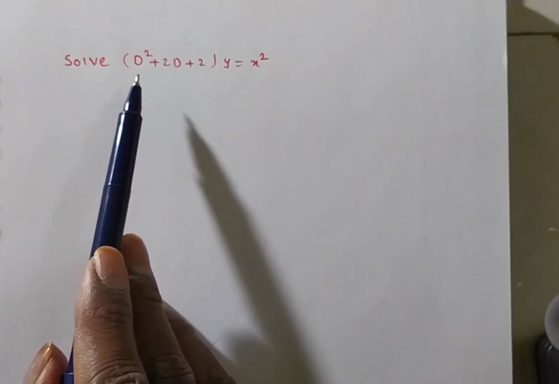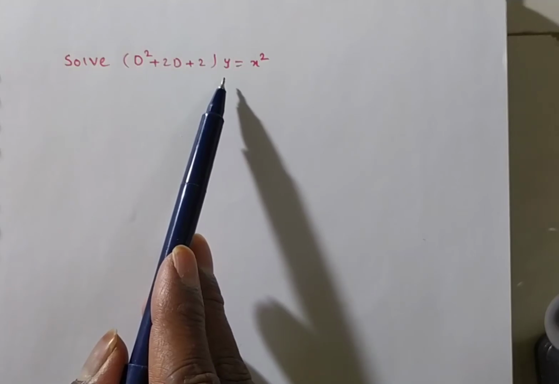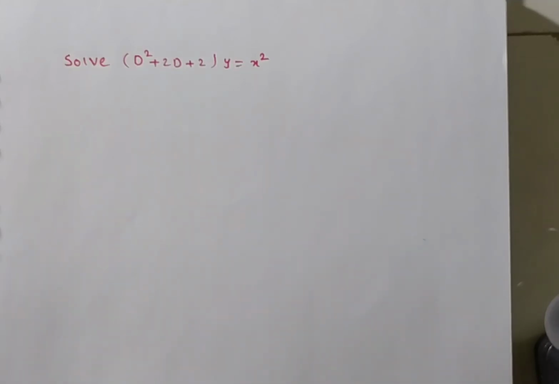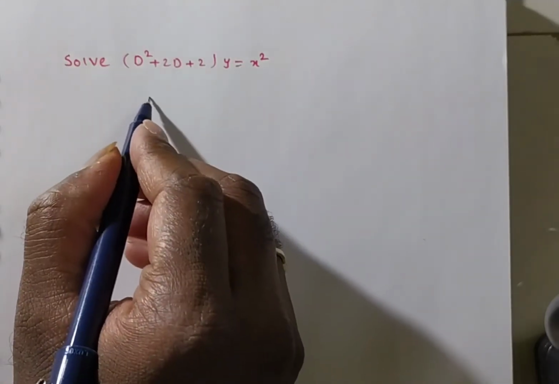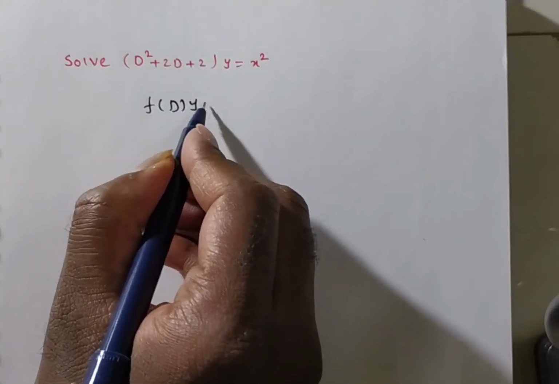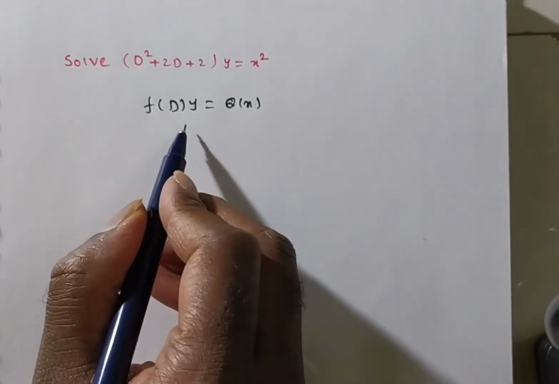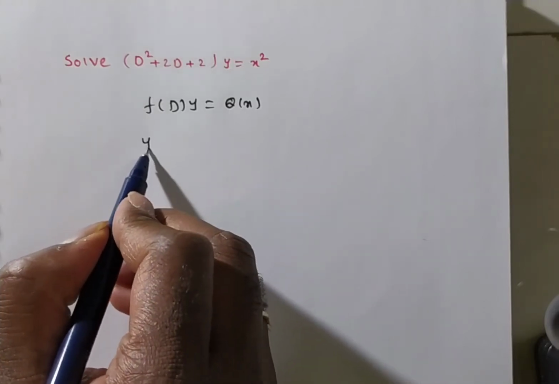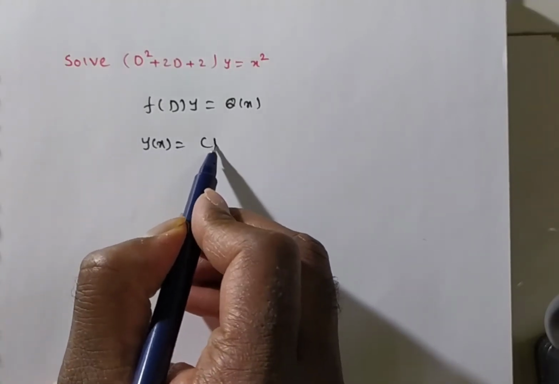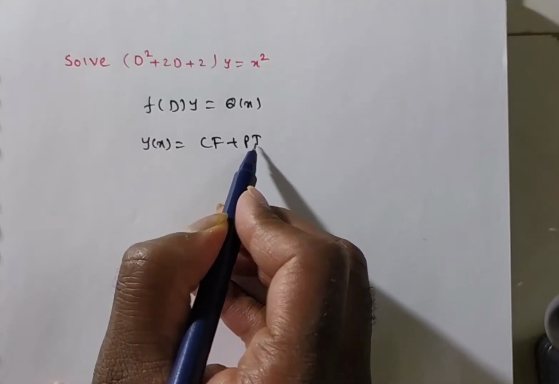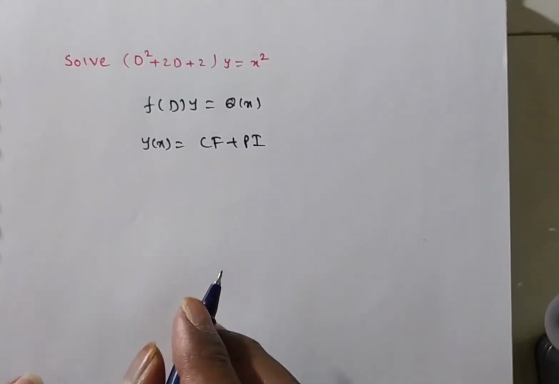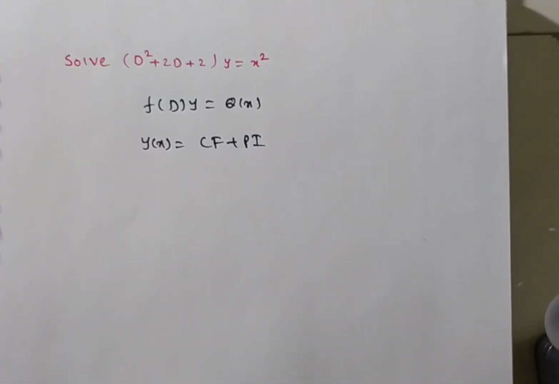Solve (D² + 2D + 2)y = x² is the given problem. Now this is in the form of f(D)y = Q(x), right? So the general solution of f(D)y = Q(x) is y(x) = complementary function + particular integral.